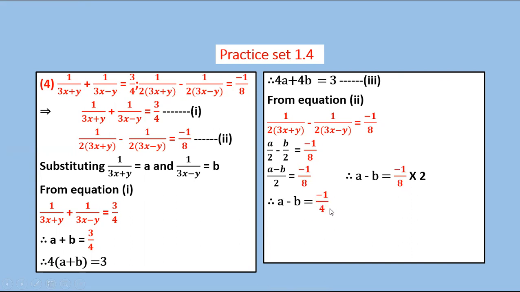This 4 at the denominator on the RHS side goes on the LHS side, then we multiply. 4 multiply a minus b is equal to minus 1. Therefore, 4a minus 4b is equal to minus 1. We get equation number 4. From equation 3 and 4, the coefficient of b is the same, having opposite sign. Adding equation 3 and 4.